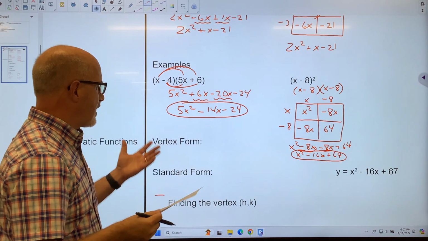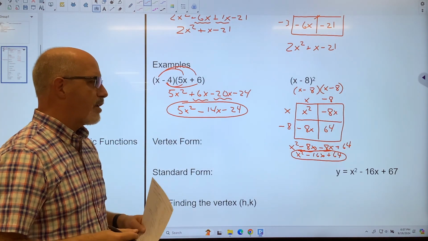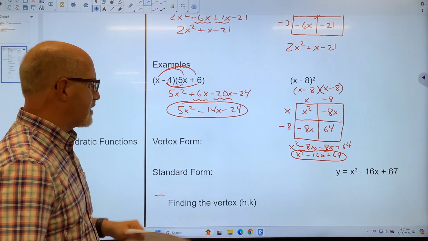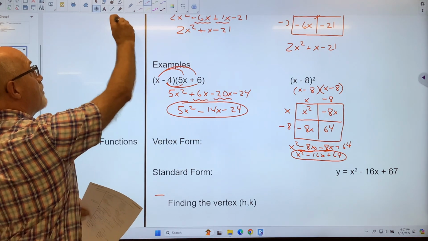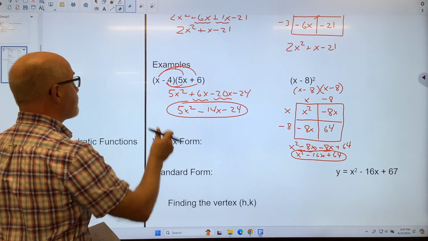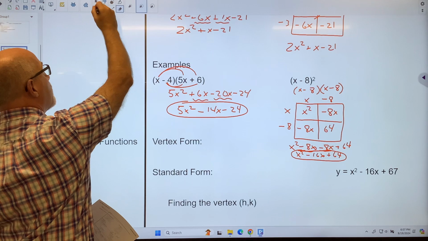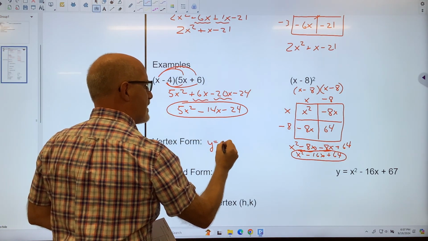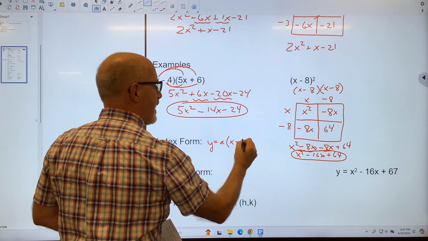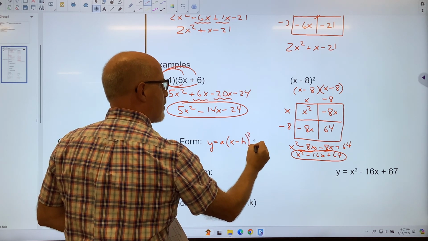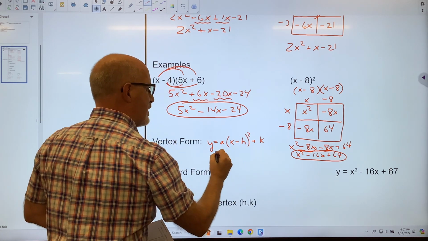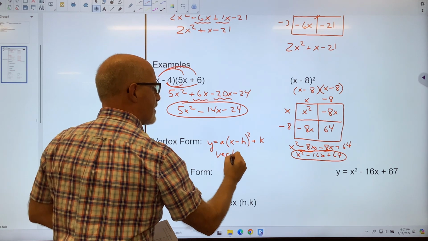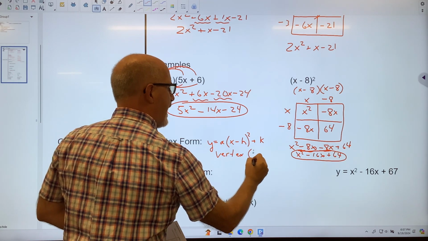All right, now let's take a look at the different forms we have for our quadratics. We did vertex form in a previous lesson, and the vertex form basically looks like this. We had y equals a times the quantity x minus h, the quantity squared plus k, and we said that our vertex is at h comma k.